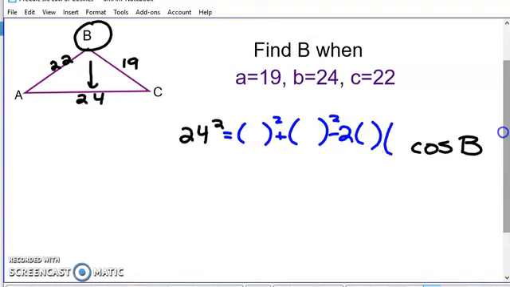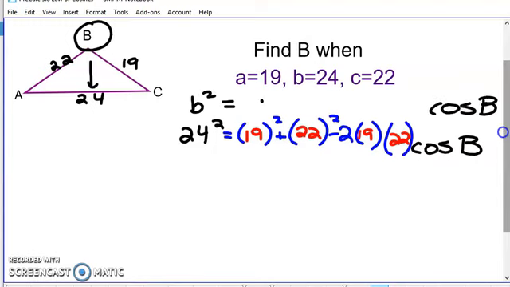2 times A, C. Or it could be CA. I don't really care what order it goes in. But across from A is 19. So these are the other two sides. 19, 22. 19, 22. So, you know, if you prefer a formula, since we're looking for B, this is the formula, right? And then since this is just A squared, C squared, 2AC. All right, you can just fill it in.